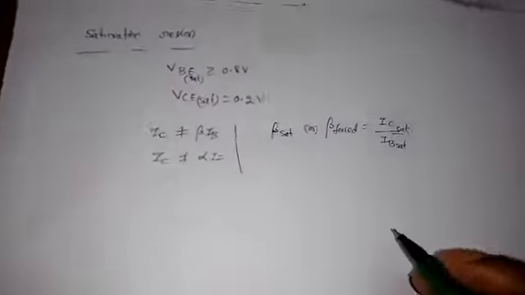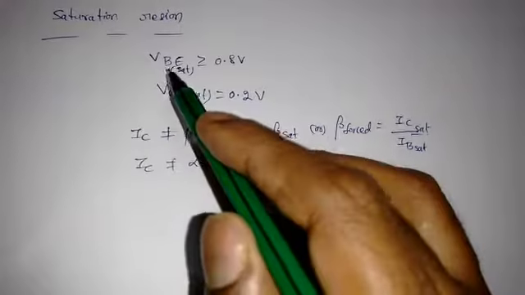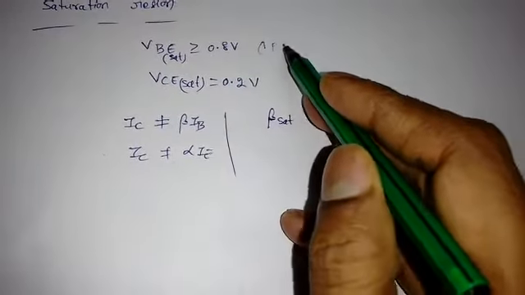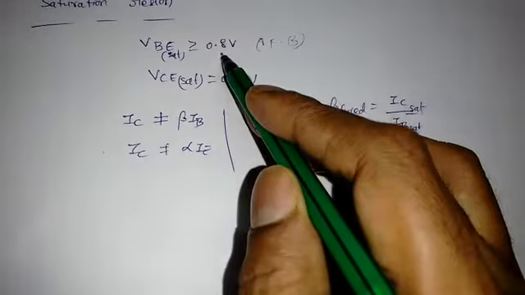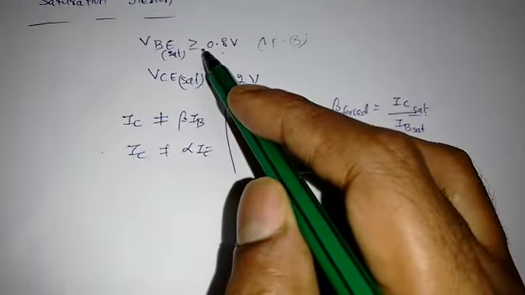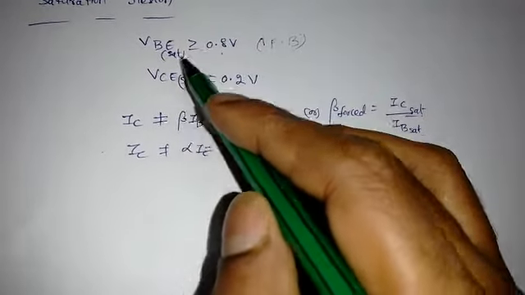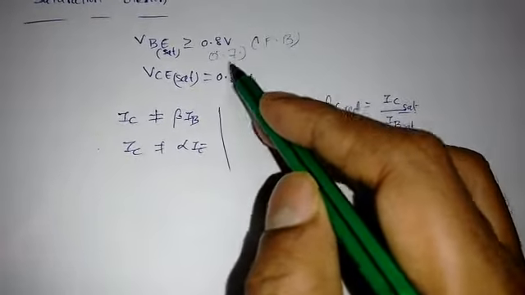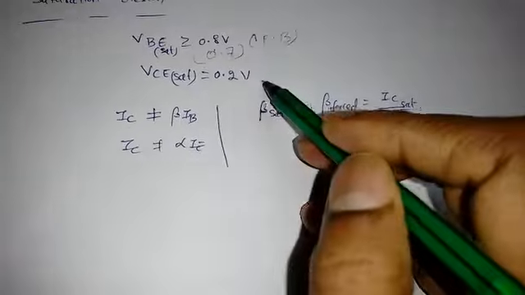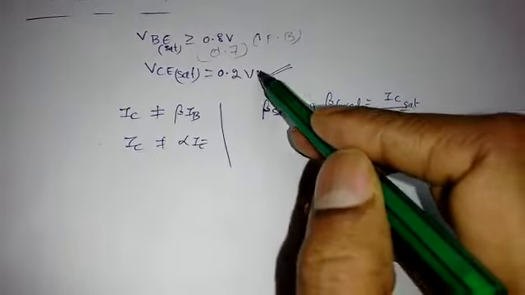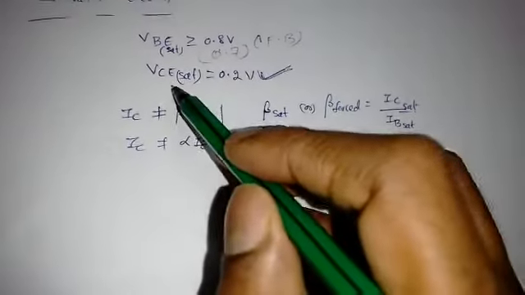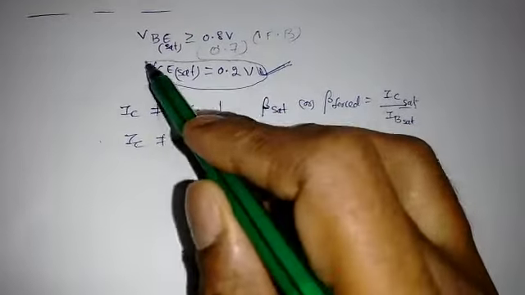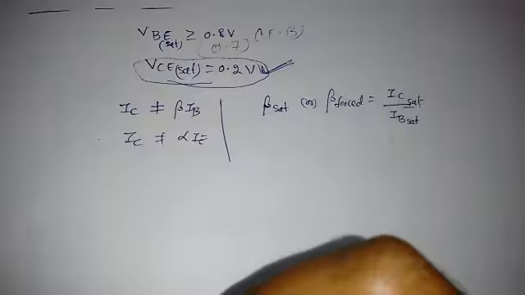Now for our saturation conditions, what are the voltage levels? For VBE, whenever it is forward biased, it should be greater than or equal to 0.8 volt. Generally, to differ from the active region, it is 0.8 volts. Generally we can take it as 0.7 also, because it is a forward bias region. The collector-base junction should also be forward biased. So we have the voltage level VCE sat equal to 0.2 volts.